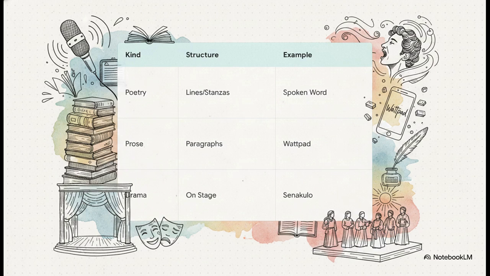Second, we have prose. This is the structure you're probably most used to reading. It's written in standard paragraph form. Think of the massive libraries of Wattpad stories online, or the classic rich short stories by Nick Joaquin. And finally, we have drama. The defining structure here is that it's written specifically to be performed live on stage by actors. Think of your local school plays or the traditional sinakulo performed during Holy Week. The container changes, sure, but the human experience inside remains exactly the same.